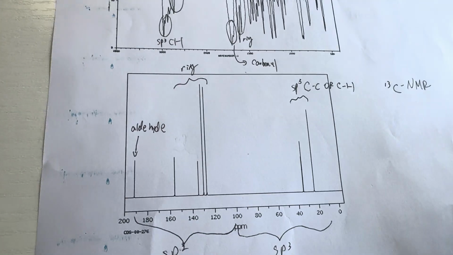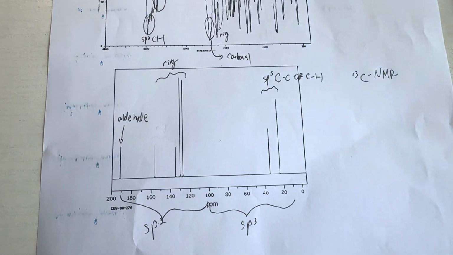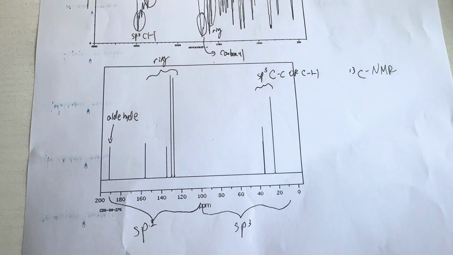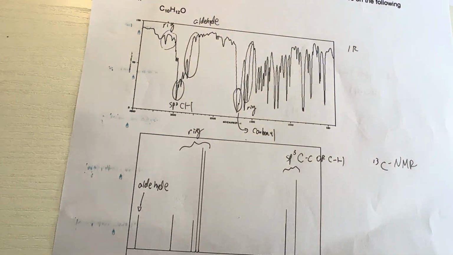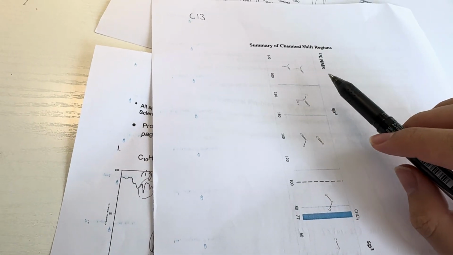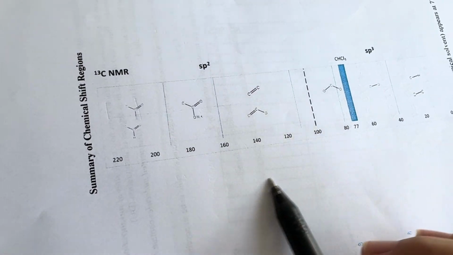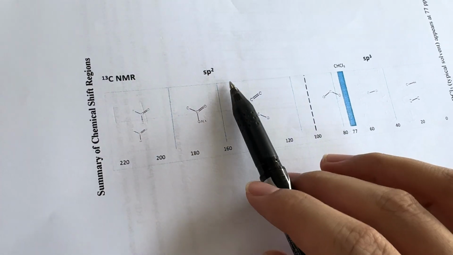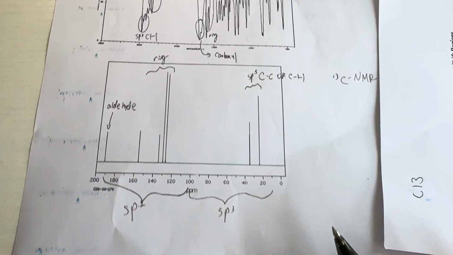So that's the IR, and secondly, we're going to move on to the carbon NMR spectrum. I'm going to take out the summary of chemical shift regions from the chapter 13 worksheet. In this chart, it gives us the range from 100 to 190-ish as sp2, and from 0 to 100 as sp3. So I also put them here.